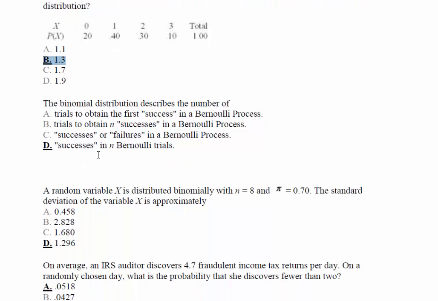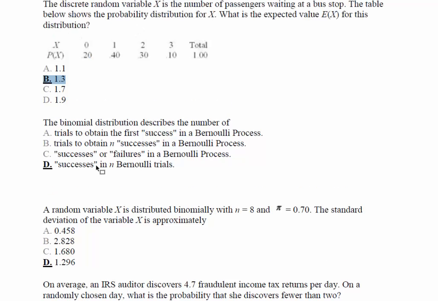Next one. The binomial distribution describes the number of what? Here, you basically just have to go back to the definition. It is the number of successes in a Bernoulli distribution. That's the correct answer.